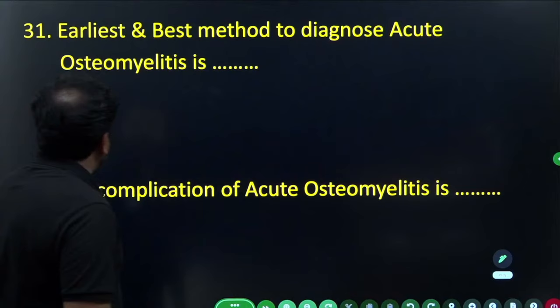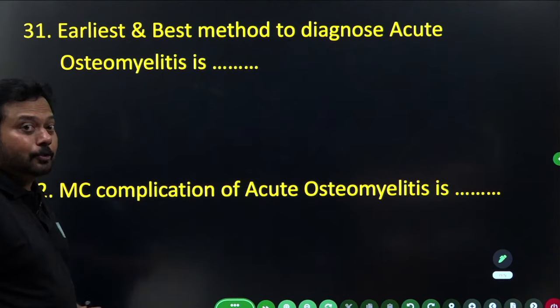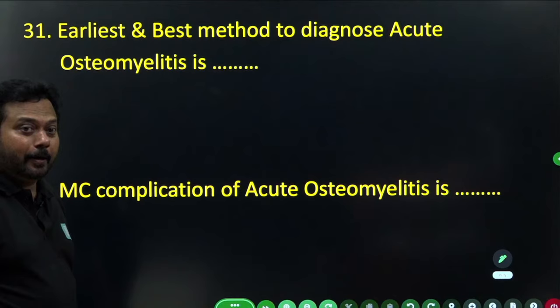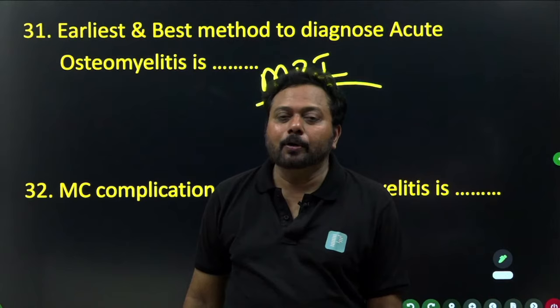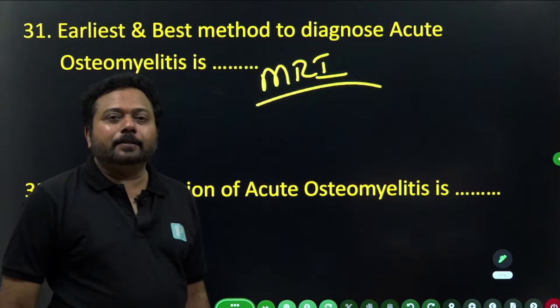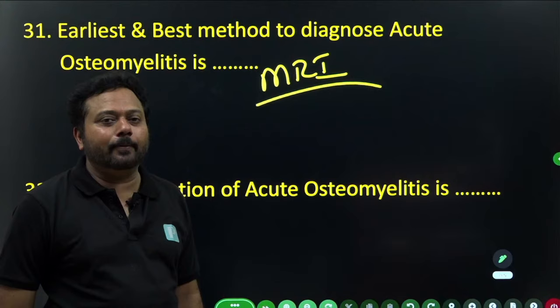We'll go to the next one-liner. Earliest and best method to diagnose acute osteomyelitis. Very, very simple answer. You would have guessed. The answer is MRI. Earliest and best method to diagnose osteomyelitis is MRI. X-ray is normal during the first 3 weeks. You can't diagnose osteomyelitis before 3 weeks by X-ray. MRI is the earliest method.